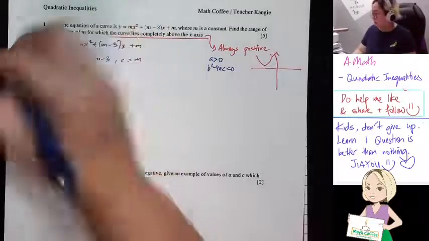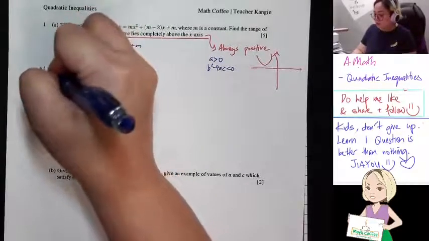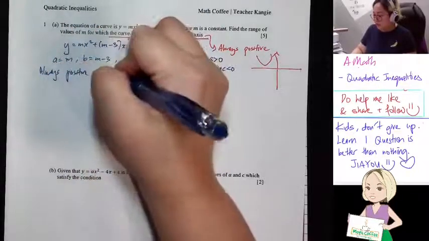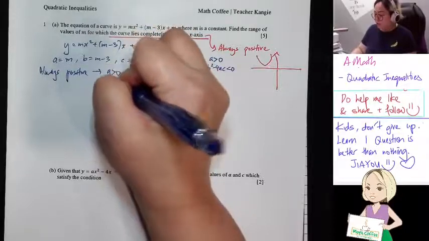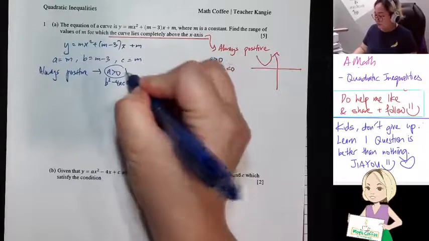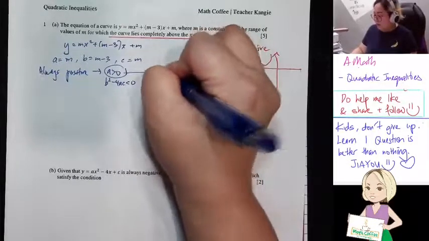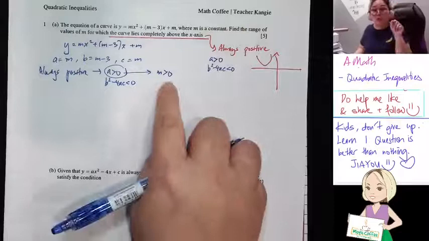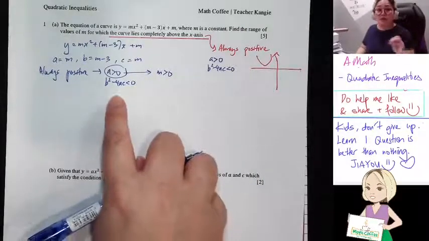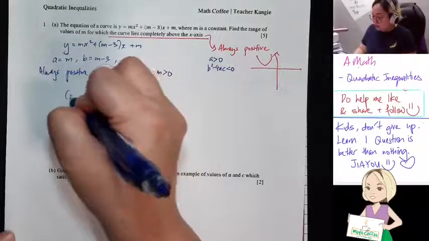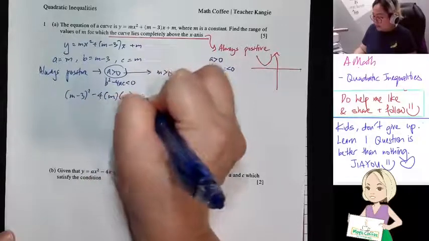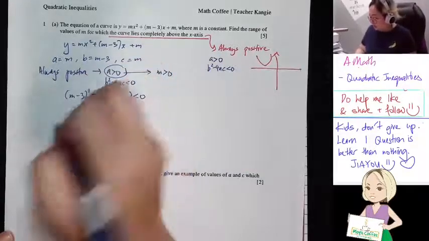So you will say always positive. You have a must be more than 0. You have b squared minus 4ac less than 0. So with this, therefore I will have my m must be more than 0. So my first inequality is m more than 0. Then now let's go and do our discriminant less than 0. So it will be b squared minus 4ac less than 0.